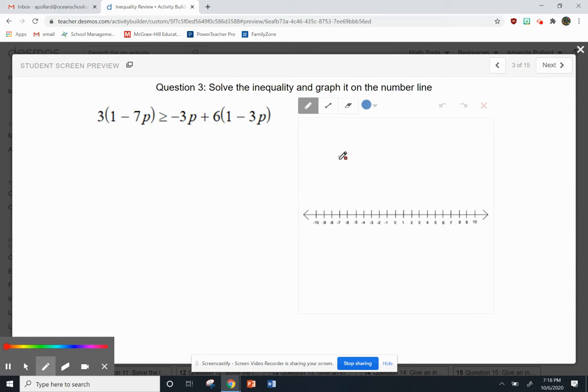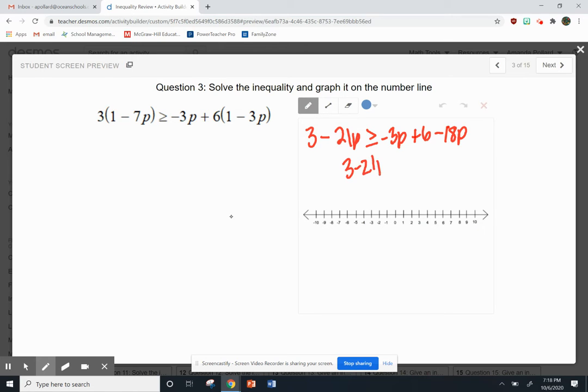This problem, I'm going to do the same thing. So I'm going to do 3 minus 21p is greater than or equal to negative 3p plus 6 minus 18p. 3 minus 21p is greater than or equal to, combine negative 21p plus 6, add 21p to both sides, and these go away. So we get 3 is greater than or equal to 6, which makes no sense.